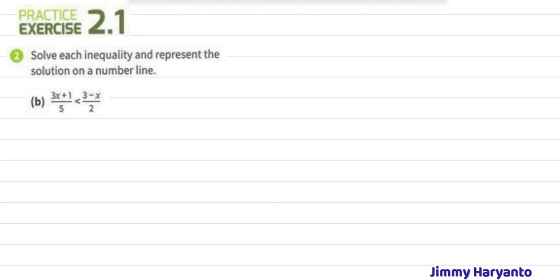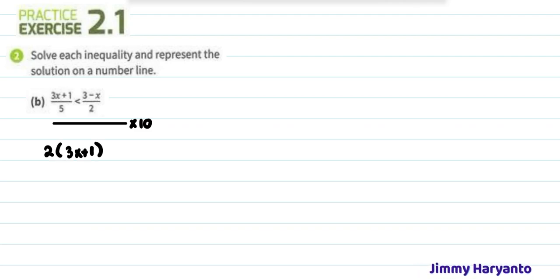Next is 2b. For 2b, I will multiply them all by 10. That means this one will be 2 times 3x plus 1. Where did the 2 come from? It comes from 10 divided by 5. 10 divided by 5 equals 2. Yeah. And then less than. And then 10 divided by 2 equals 5. So this one is 5. And then times it with 3 minus x. This is how you do it.